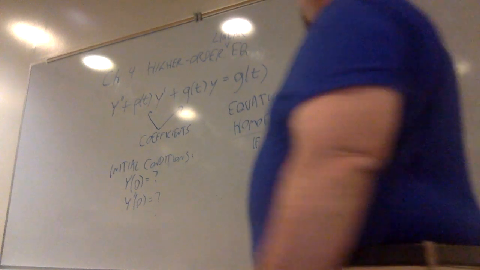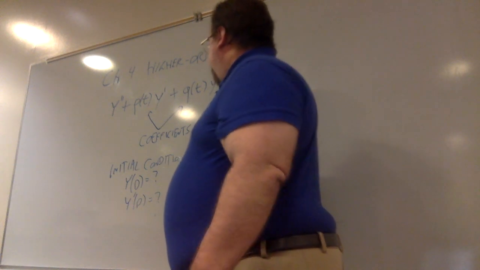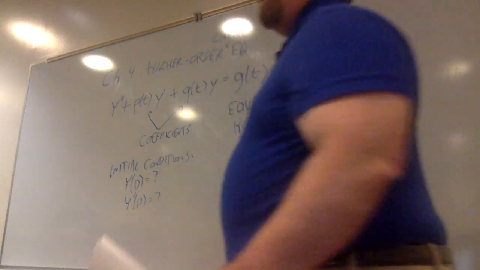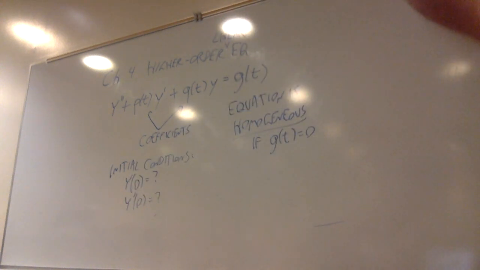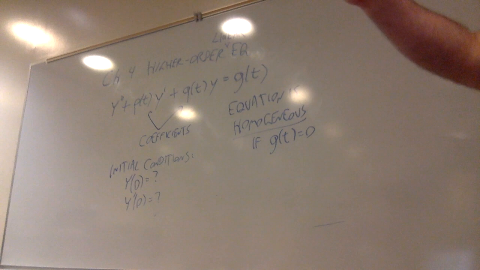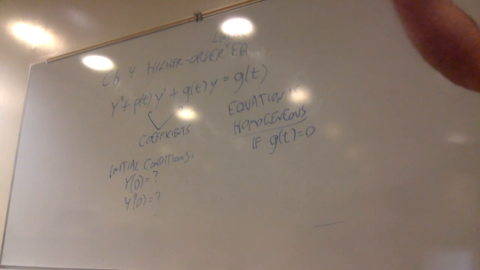Now, another problem of interest is where, instead of having two initial conditions, you have what are called boundary conditions. You set the value of y at one point, and you set the value of y, not y prime, at a second point. Either way, you have two conditions, and that will establish a unique solution. In this class, we're just going to deal with the case of two initial conditions.